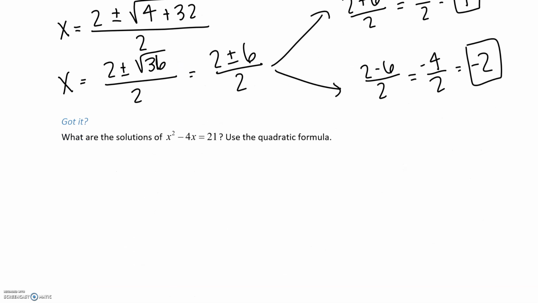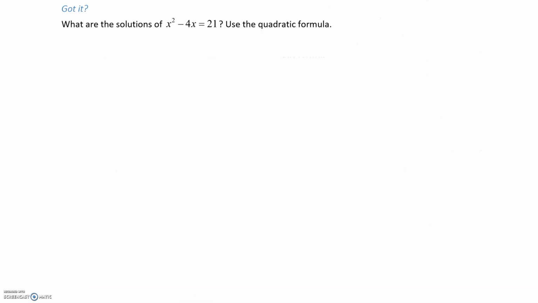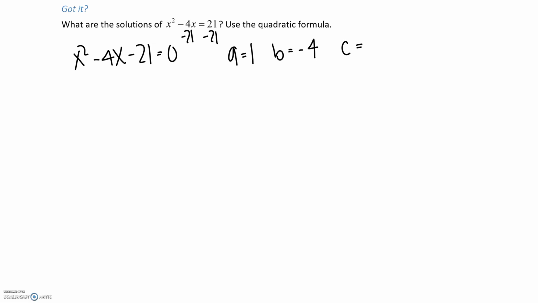So go ahead and try the got it problem on your own, and then you should be finished. So for our got it problem, we are going to subtract this 21 over to the other side. That leaves us with x squared minus 4x minus 21 equals 0. That means that our a equals 1, our b equals negative 4, and our c equals negative 21.